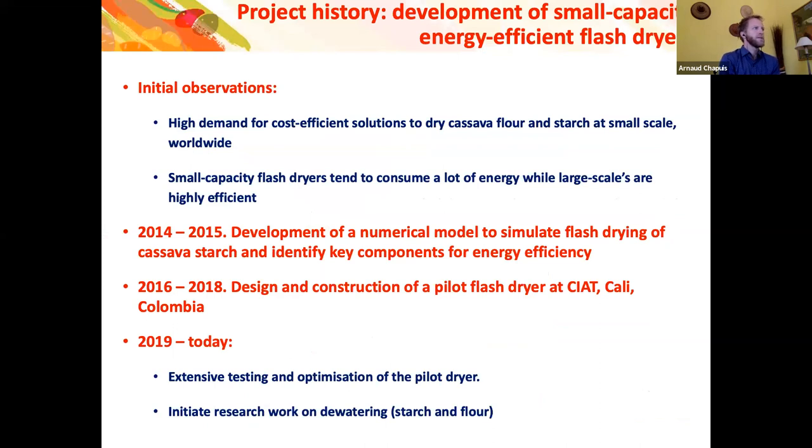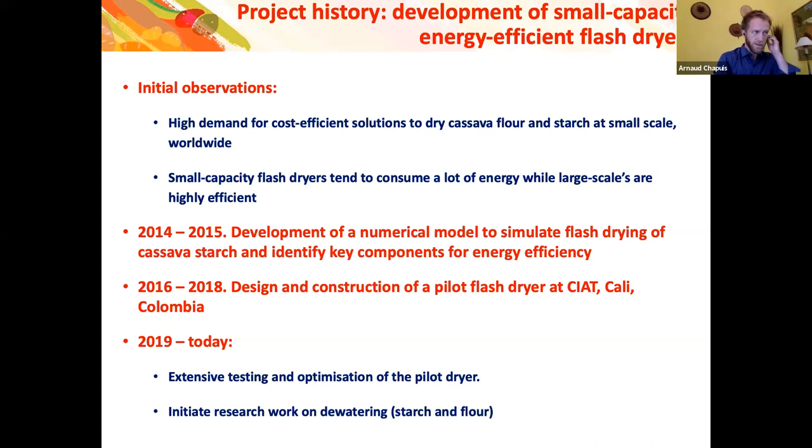But just to remind it, the initial observations were that there is a high demand for cost-efficient solutions to dry cassava flour and starch at small scale, worldwide, especially in Africa. And another observation was that at the time, small capacity flash dryers consumed a lot of energy, while on industrial scale, this technology was highly efficient. So to understand the reason for this difference in energy efficiency, we started first by developing a numerical model to simulate the flash drying operation and then understand how to optimize the design of flash dryers.